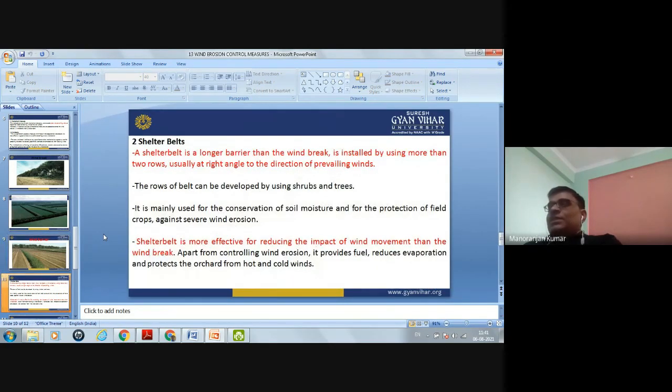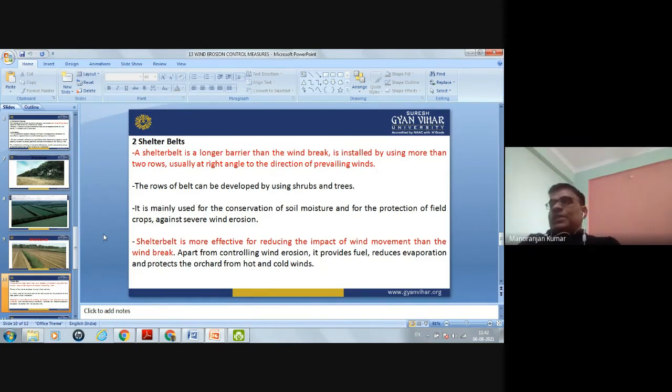Now, similarly, the shelter belt is also used to control wind erosion. This is similar to the windbreak, but the difference is that the shelter belt is a longer barrier than the windbreak. Also, it is installed using more than two rows, usually at right angles to the direction of the prevailing wind. So that means across the direction of the prevailing wind.